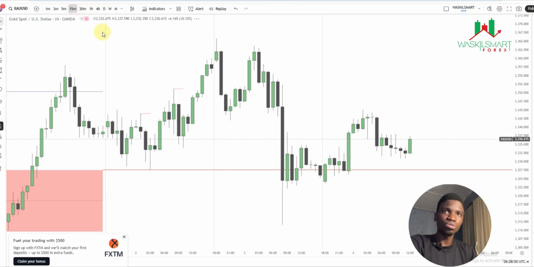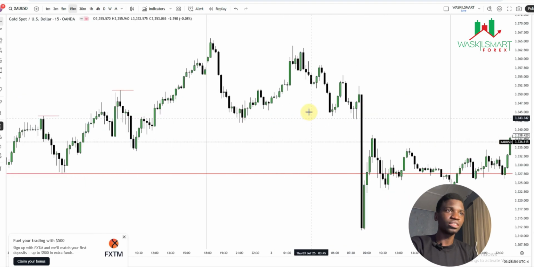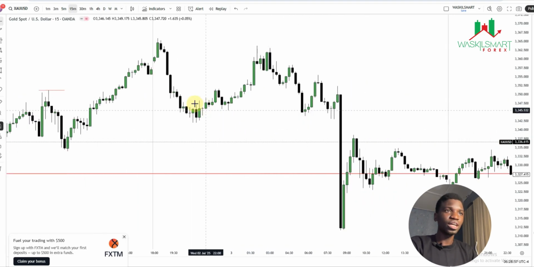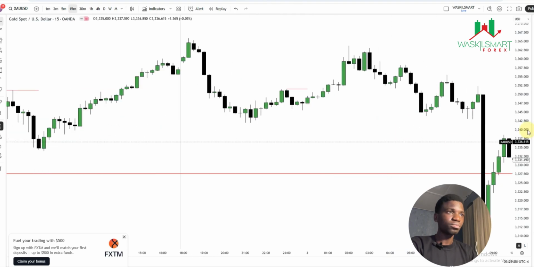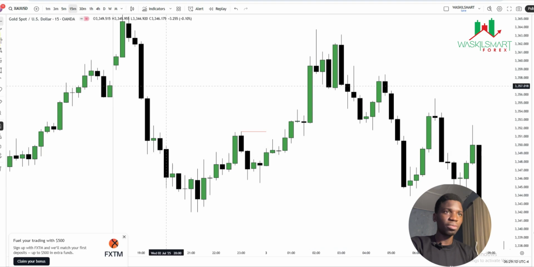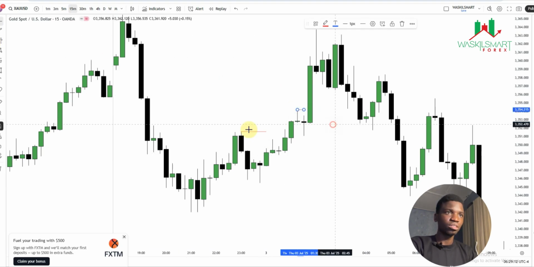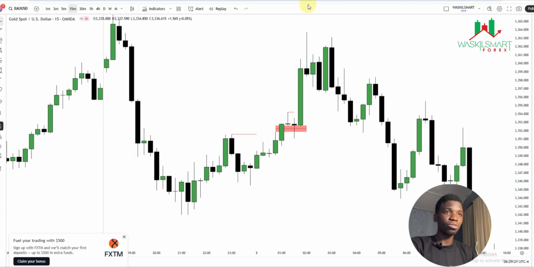So I go down to the 15 minute intraday chart and look for what market is doing on the intraday chart. At first you can see on Thursday, market was bullish. You can see how market was bullish here. The reason why I know market was bullish is that every time market breaks the structure, it retraces back to a fair value gap for buy continuation.